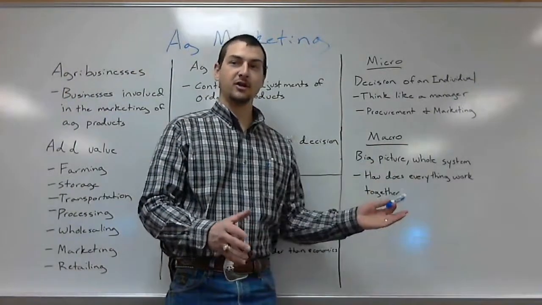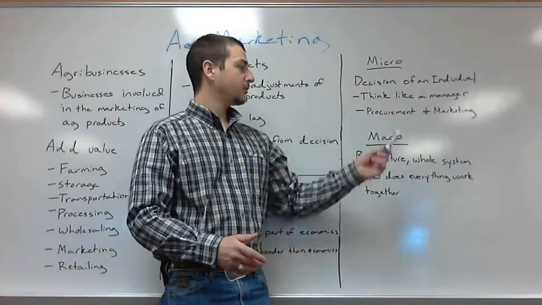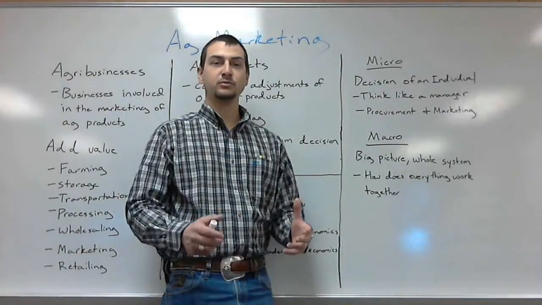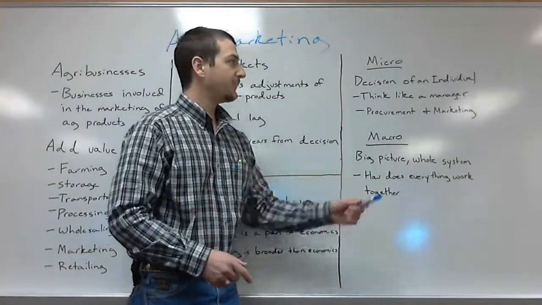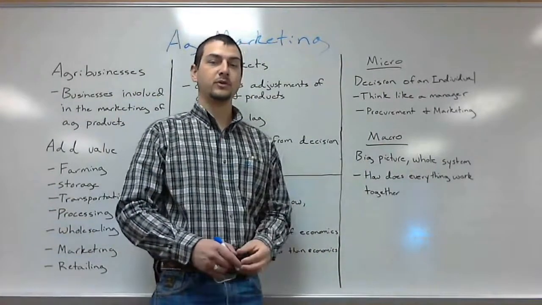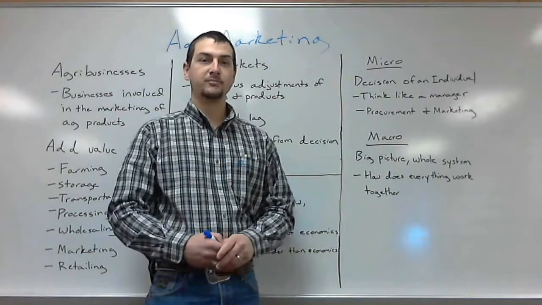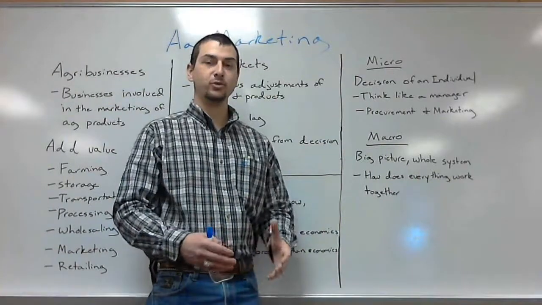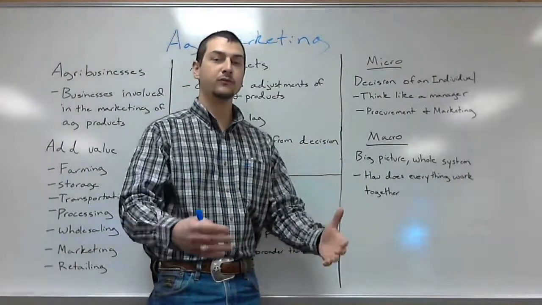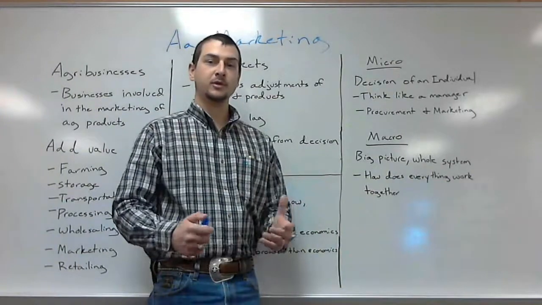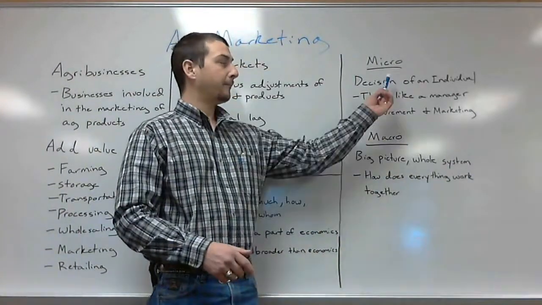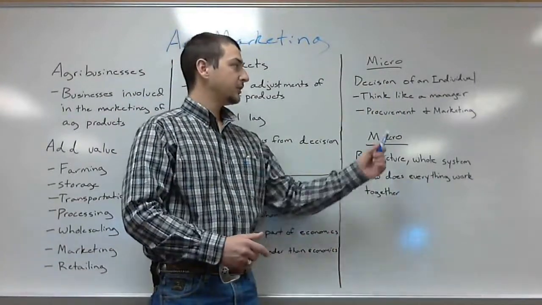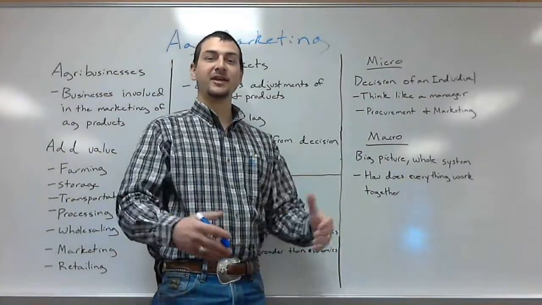And then the last thing I'd like to talk about in this video is the micro and then the macro view. What you'll come to see in the next few lessons in this class is that we have a micro view and a macro view when it comes to marketing. The micro view focuses more on decisions made by an individual producer, an individual firm, or an individual consumer. Whenever we talk about the micro view of marketing, we're thinking about decisions made by an individual. So we often look at this more like thinking like a manager.